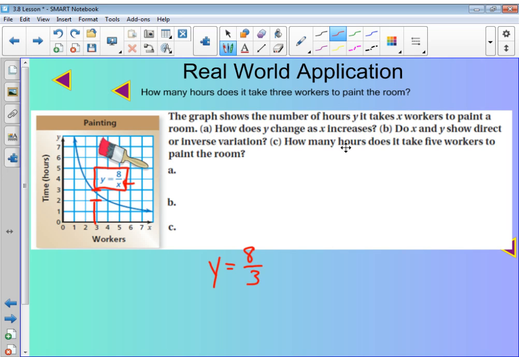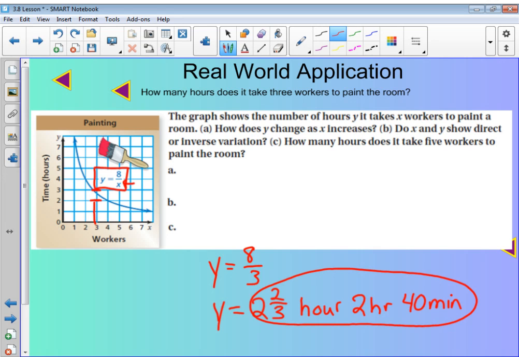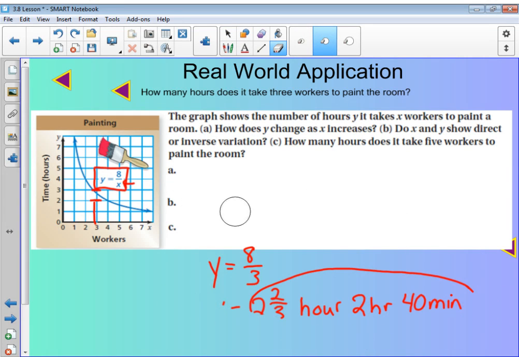If we change that into a mixed number, 3 would go into 8 twice, which would put us at 6, so we have 2 thirds. So Y equals 2 2/3 of an hour. And 2/3 of an hour would be like 2 hours and 40 minutes, if you want it with the minutes. Either of these would work. Once again, that was just working that equation and substituting in.